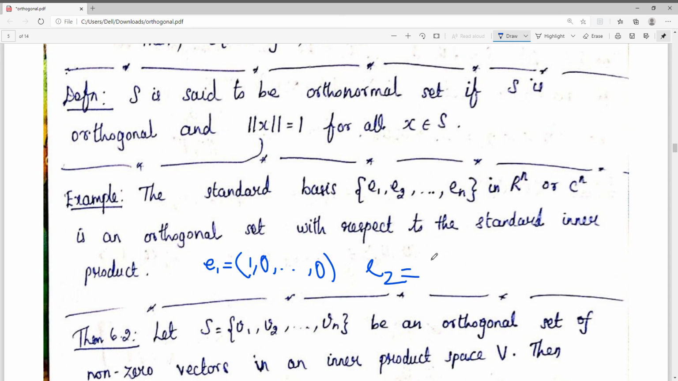In the second position, 1 comes. So first it is 0, 1, 0, etc., 0. If you take the inner product of these two, what comes is 0. So whichever two vectors we take from this, E1, E2 or any two vectors Ei, Ej, their inner product we get is 0 only. Also, if you take the norm, norm of E1 is 1, norm of E2, everything is 1. So the standard basis is an orthogonal set which is also an orthonormal set.